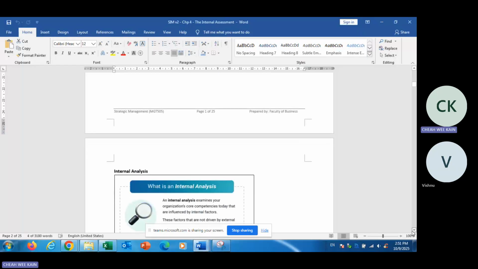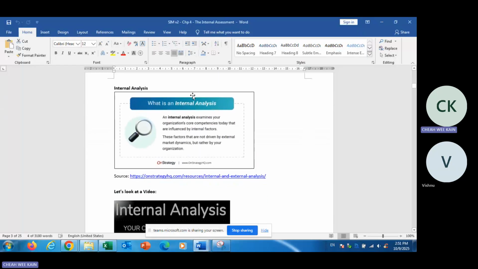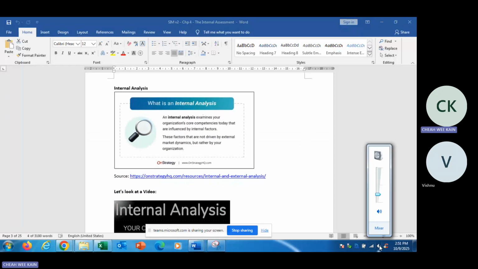Okay, so let's look at the infographic. What does internal analysis mean? Examining your organization's core competency. Today, they are influenced by internal factors. These factors are not driven by the external market but rather by your own organization, so your own internal weakness and internal strength. When you're doing this, please be honest about your strength and weakness.